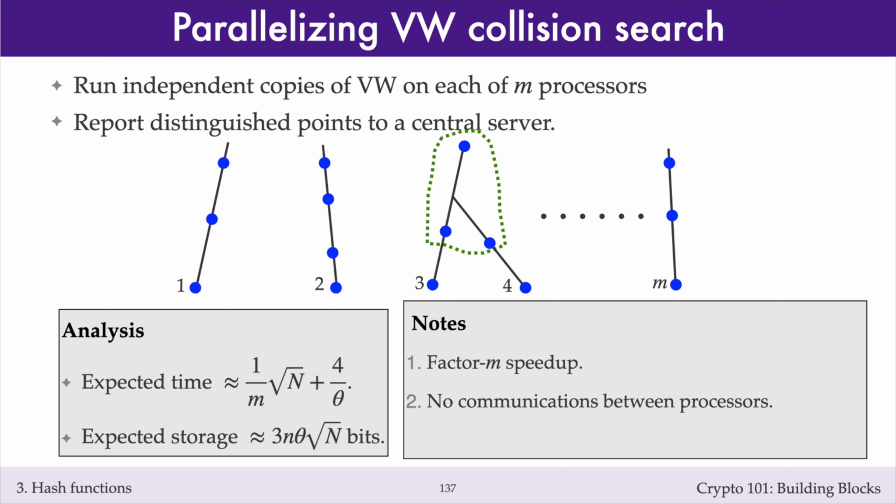Observe that there is no communication between processors. Observe also that processors only occasionally communicate with the central server. This is when they report distinguished points to the server. And so VW parallelizes very nicely indeed.